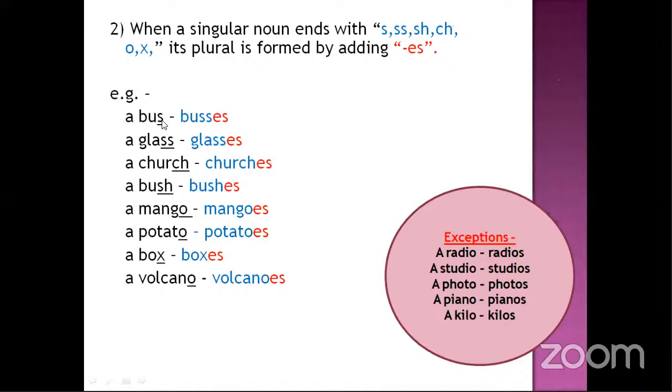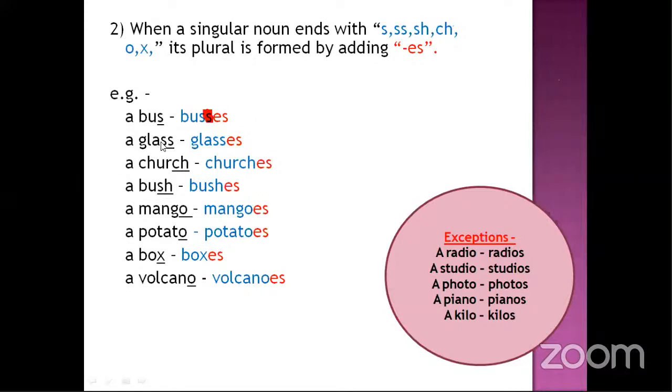A bus, the last letter is S. So when we are writing the plural word, we have to write buses, BUSSES. Sorry, it's a mistake. You have to write BUSES. I'm sorry, there's a small mistake. You have to cut that S letter. Okay, that's a mistake. The correct spelling is BUSES.